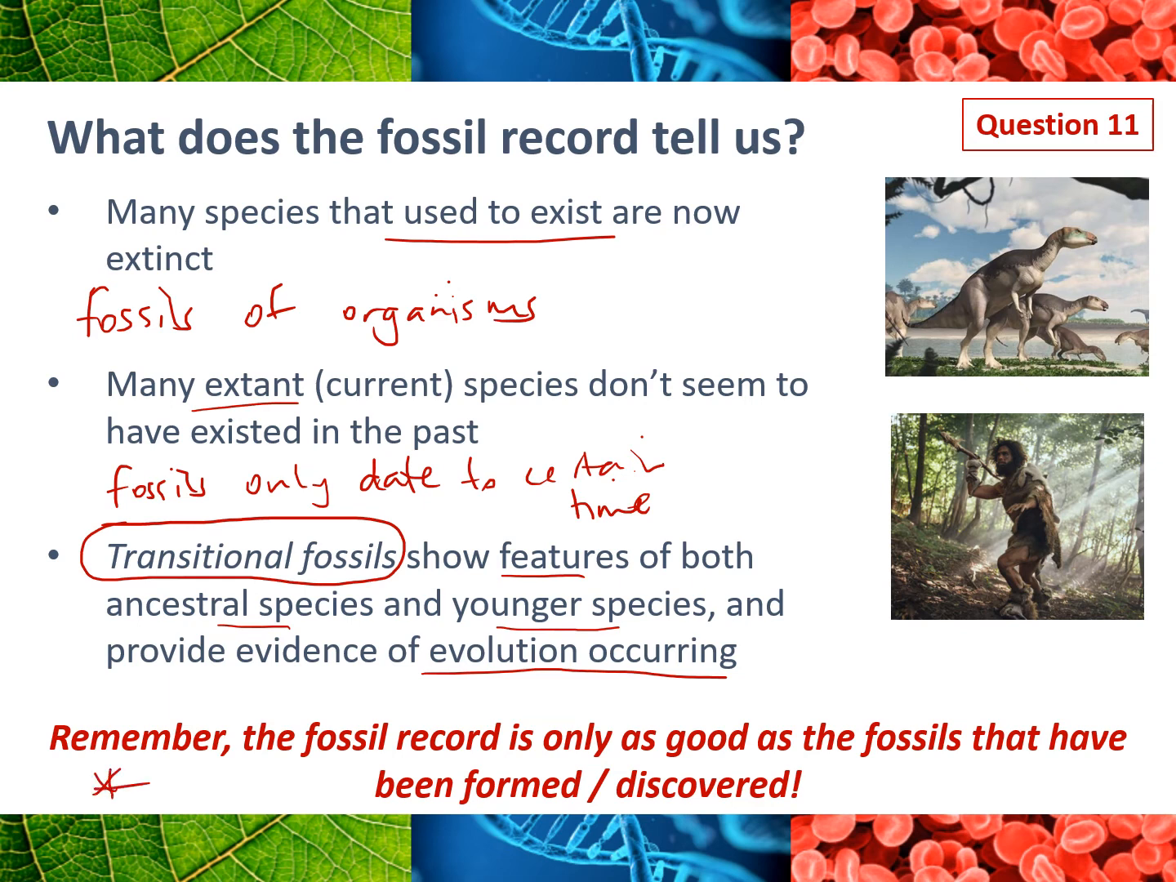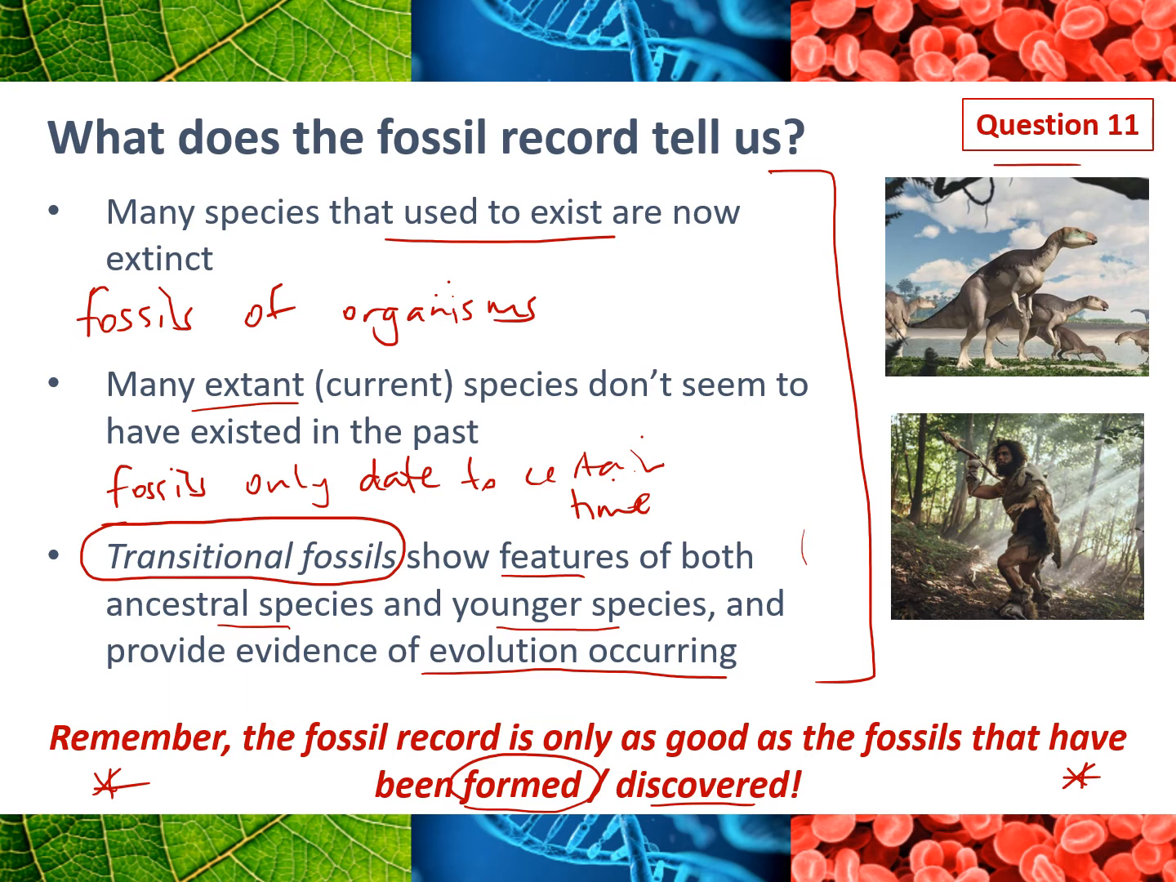And another key thing that I kind of mentioned before, the fossil record is only as good as the fossils that either have been formed, remembering that 99.999% of things that die will not become fossilized. So there could be species that existed that we will never know about because they didn't die in the right conditions that allowed them to be fossilized, or things that have been discovered. This is still a huge area of research. New fossils are being discovered all the time that give us more and more information. But these are the things that we do know from all of the fossils that have been found over the last few hundred years.